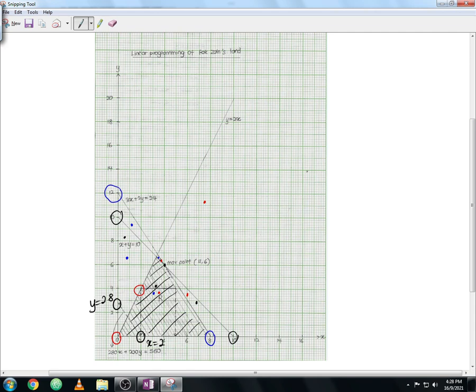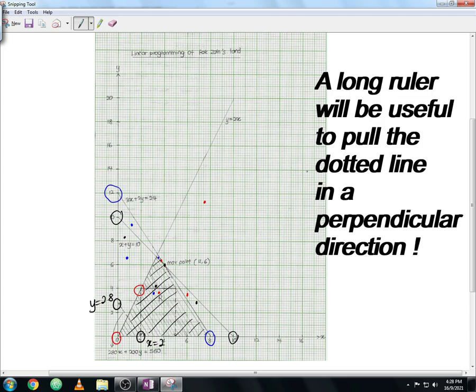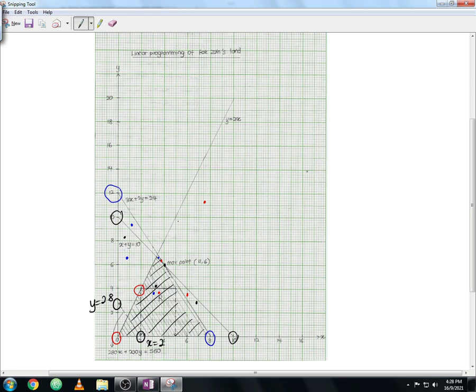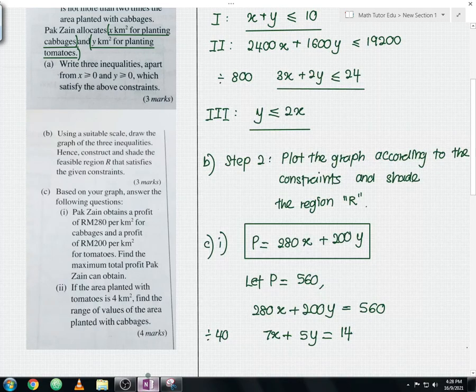From here we already identified the maximum point. For this working in solving the question, I'm repeating again, you need to move the ruler perpendicular to this direction until it hits the furthest point within the shaded region of the polygon. I hope you guys are clear about this. Since we have identified the max point, we can use this point to calculate our maximum profit. Let us continue.